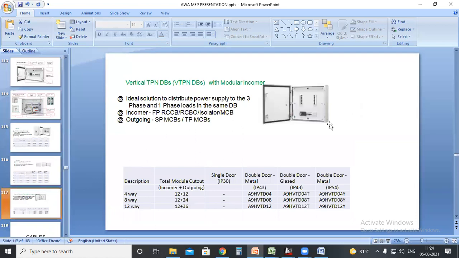Yeah, this is the VTPN DB. You can see the vertical arrangement of the distribution board. Here we have an incomer, and the circuit breakers are arranged vertically. This is the normal DB that we see as per the British standard. The advantage is you can take both 3-phase or single phase outgoing from the same DB, because it is arranged in that way.